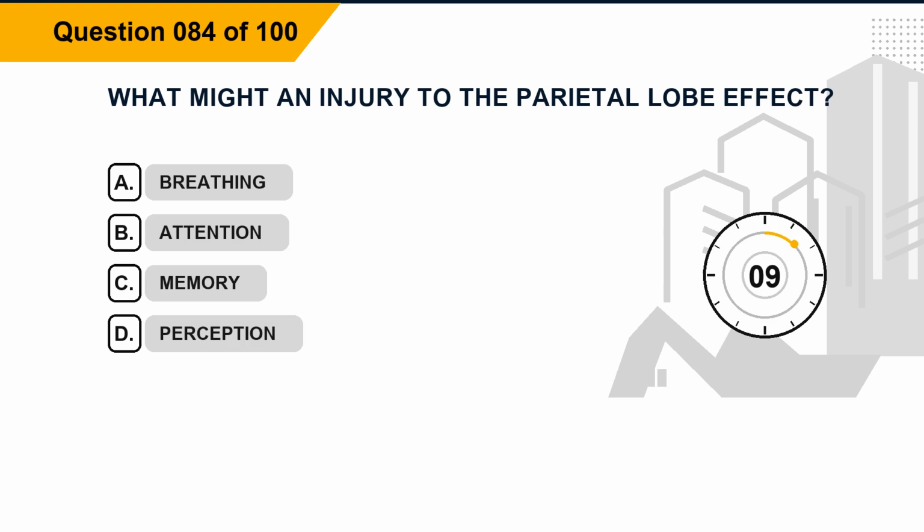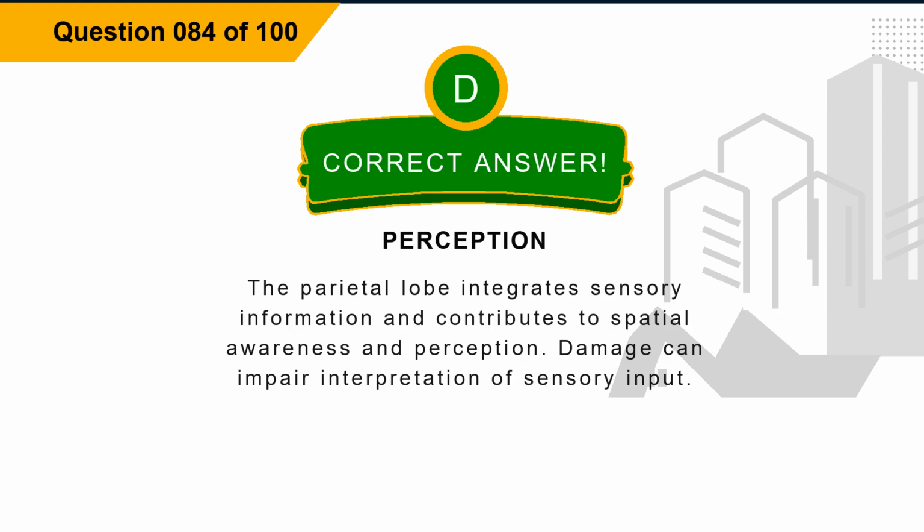Question 84. What might an injury to the parietal lobe affect? Option A, breathing. Option B, attention. Option C, memory. Option D, perception. The correct answer is option D, perception. Explanation. The parietal lobe integrates sensory information and contributes to spatial awareness and perception. Damage can impair interpretation of sensory input.